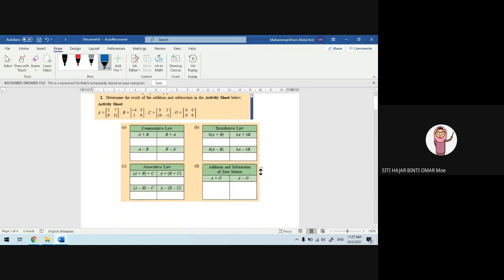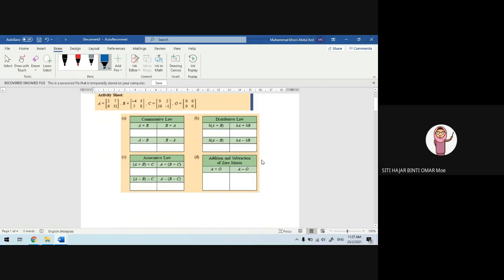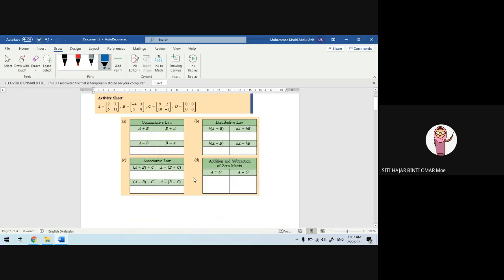The question given is the matrices A, B, C and matrix O. Okay, so question A is about commutative law. Okay, what is commutative law? Alright, and then B is distributive law, C is associative law. Okay, and the last one is about addition and subtraction of zero matrix. Okay, first we go to commutative law.